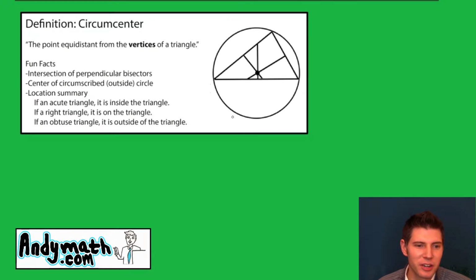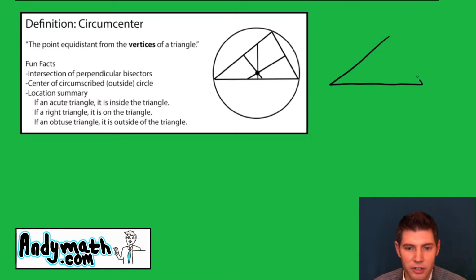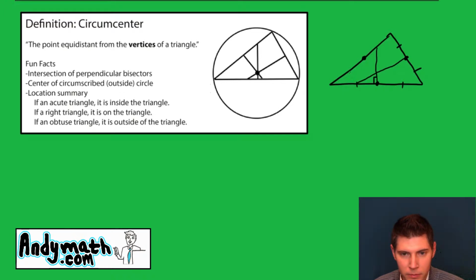So fun facts of the circumcenter: it is the intersection of the perpendicular bisectors. A perpendicular bisector of an arbitrary triangle bisects the side opposite of it. So it cuts this side into two equal parts, and it's perpendicular to that line. And the idea is if you do that 3 times, it will hit at the same intersection point. That intersection point of all the perpendicular bisectors is the circumcenter. So that's what this fun fact is.